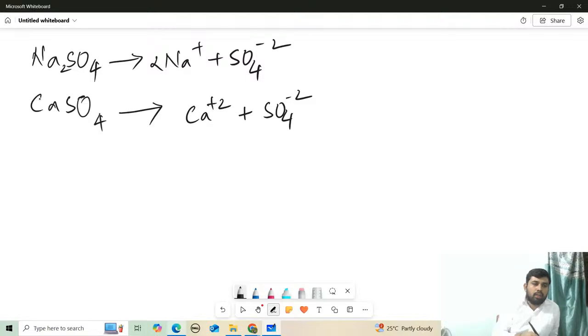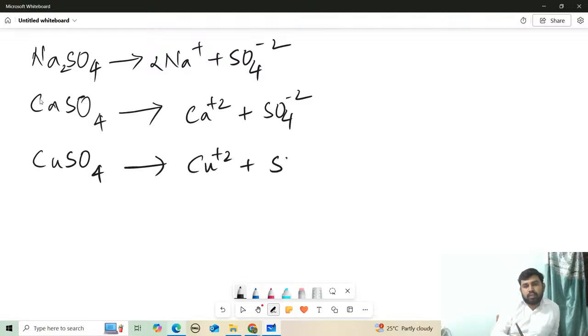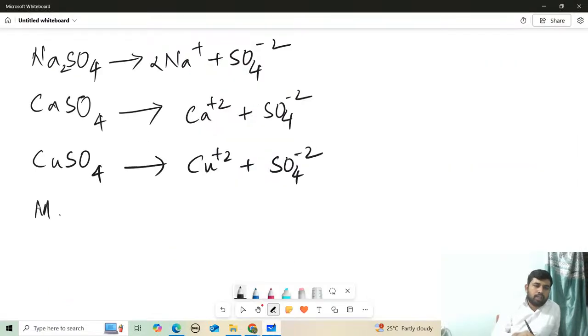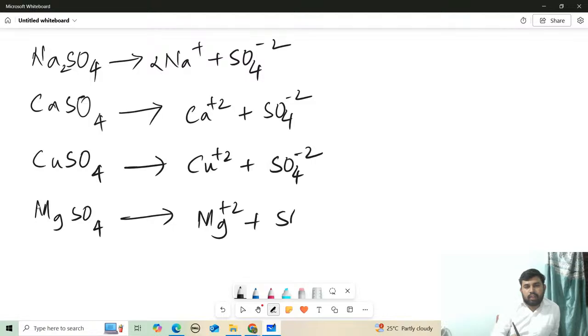Similarly, they given copper sulfate also. The formula is CuSO4. Cu forms Cu2+ ions and SO4 2- ions. Magnesium sulfate they given here too, MgSO4, the formula of magnesium sulfate. Magnesium sulfate forms Mg2+ ions and sulfate ions. This is one category of salts.